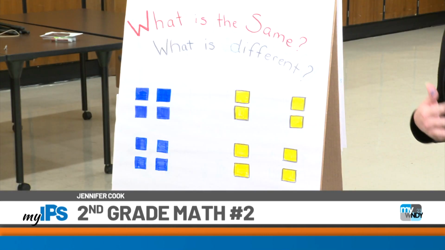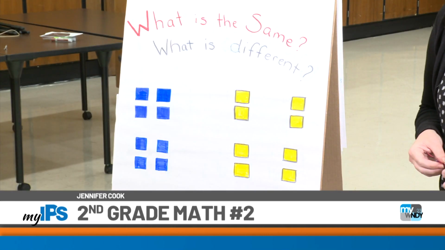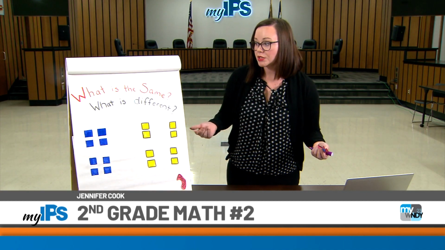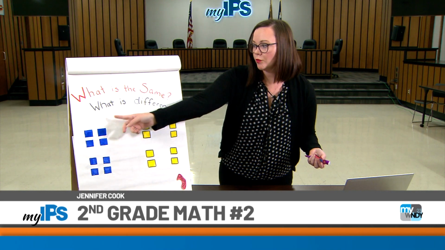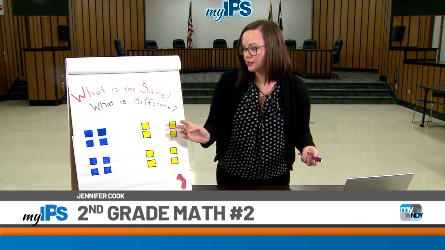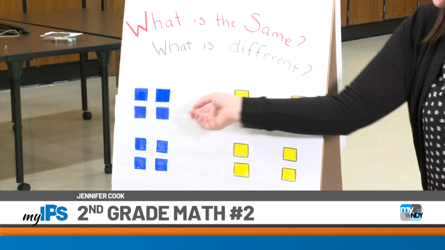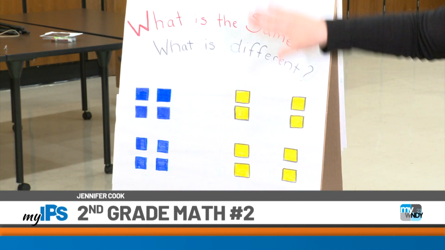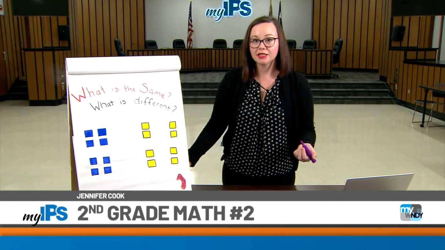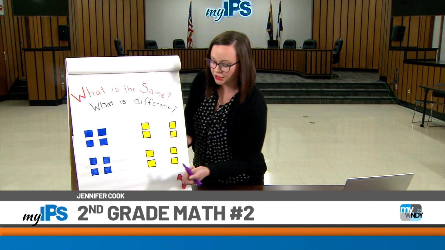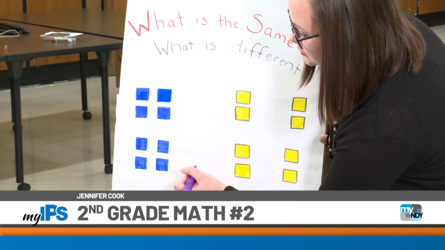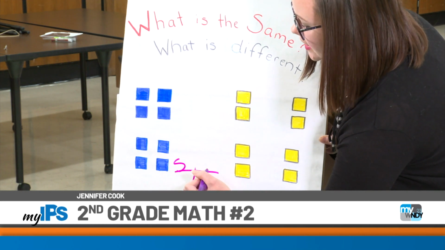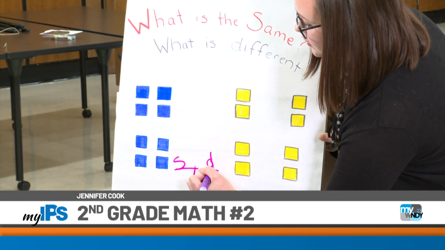So in our packet, there's some puzzles in there. So Ms. Cook made you a puzzle that we're gonna do together. So what is the same and what is different? You're going to look at these pictures. We have this side here, here, and you are going to make a chart. So grab your extra sheet of paper and just make a T-chart, just like this. And I'm gonna write S for same and D for different.